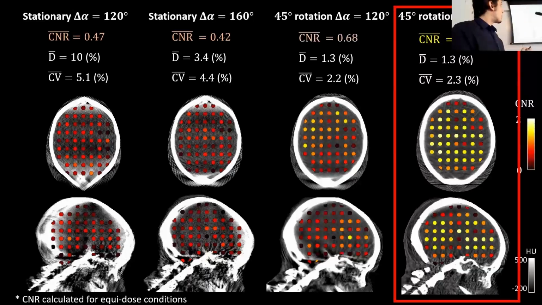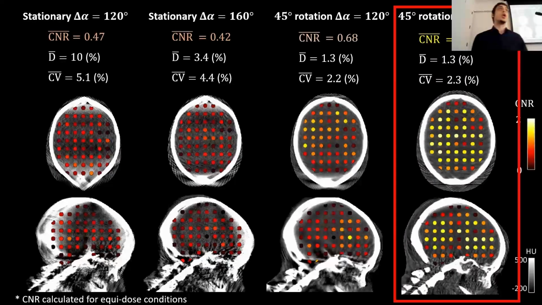And also the properties for the non-uniformity and the coefficient of variance are better when we include this simple rotation, compared with the totally stationary system. So that's why we are going to explore this kind of configuration.